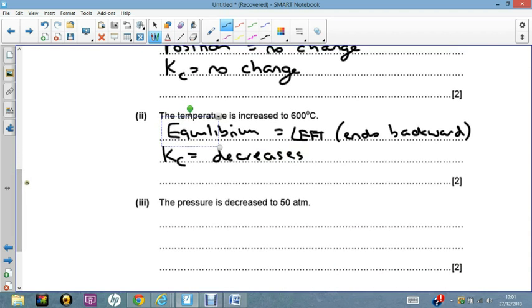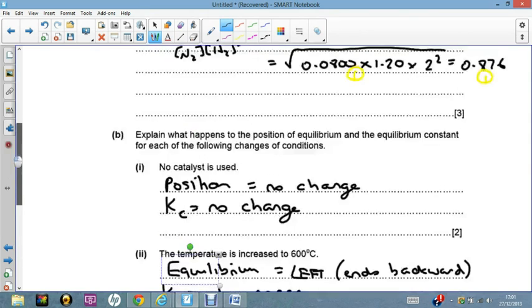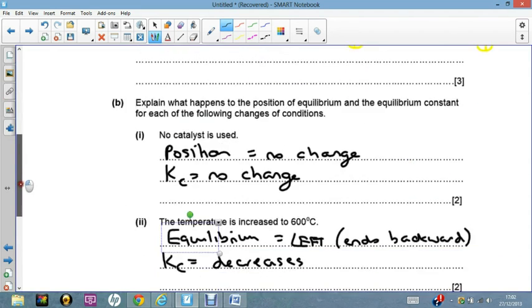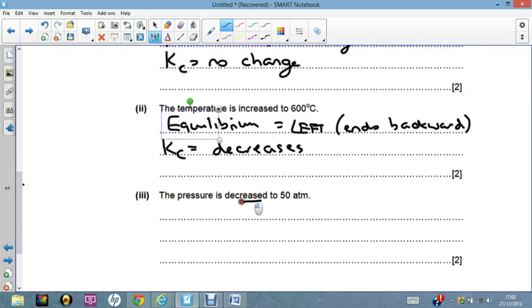The last bit, pressure is decreased to 50 atmospheres. So again, let's look up at the top. We've got 4 moles on the left, 2 on the right. So if it's decreasing, it's going to go to the side with most moles. So equilibrium shifts left. Kc, because it's pressure, there's no change. Because the only thing that affects Kc is temperature.